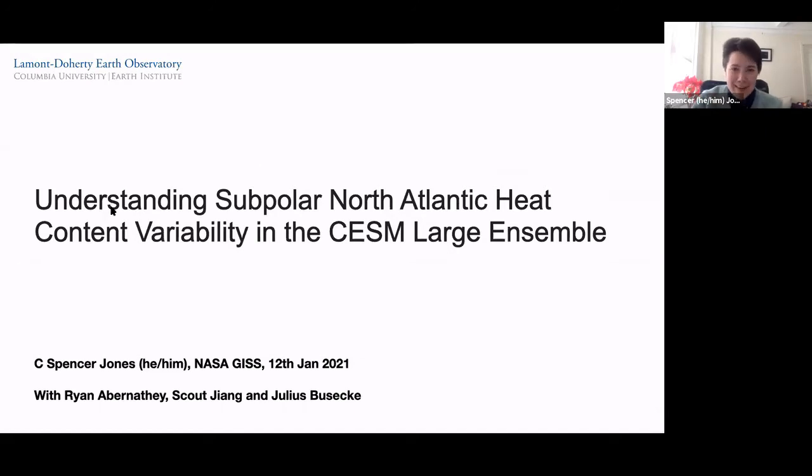So I'm going to talk about understanding subpolar North Atlantic heat content variability in the CESM large ensemble. This is work that I've been doing at Lamont Doherty Earth Observatory, and it really comes out of a project that we did with our summer intern, Scout Jan. She's produced a couple of the figures shown here, and in the group of Ryan Abernathy. I'm in Brian Abernathy's group at Lamont, and some of this analysis is made possible by code written by Julius Busecker, who's really keen on writing lots of good Python tools.